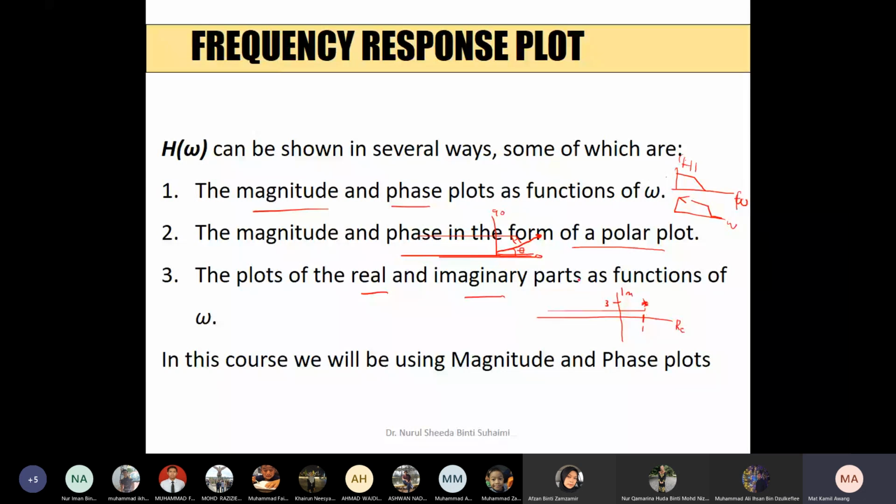But for this course, for this subject, we only use the magnitude and phase plot. So we are going to use this only. We are not going to use this and this. Simple. We're not going to go into the polar plot and the real and imaginary plot. You only choose one.